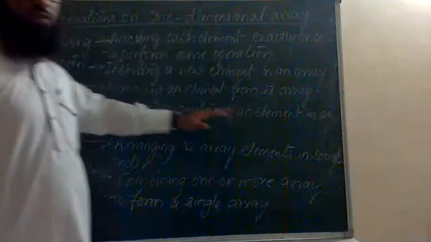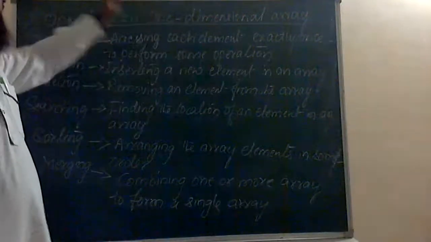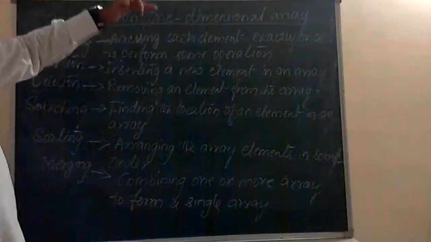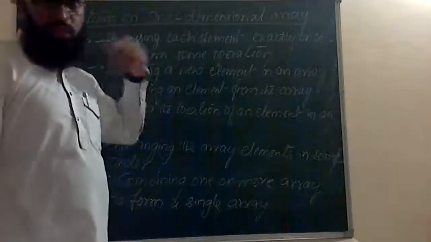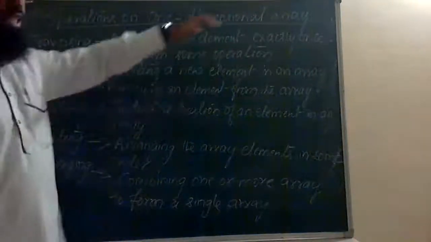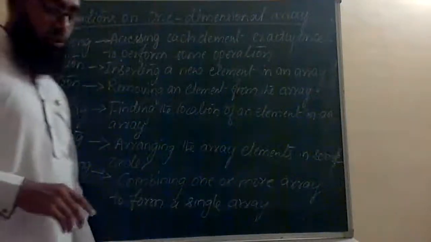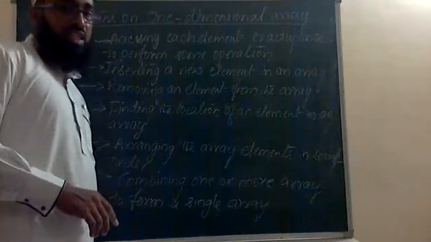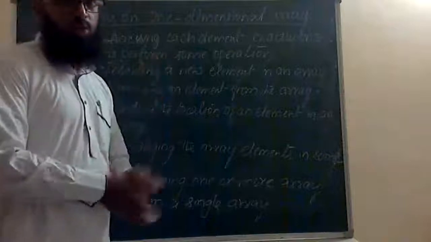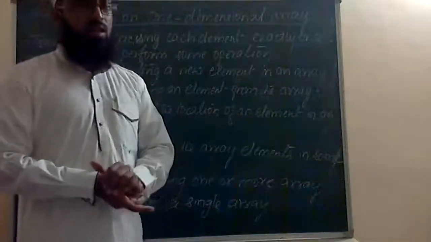But in non-linear data structures, there we used the elements in a given collection of elements, but here we are using elements in an array, and finally combining one or more arrays to form a single array. There we used elements in a given collection of elements, but here we are using arrays in a given collection of arrays, or elements in an array. Hope you have understood up to here.